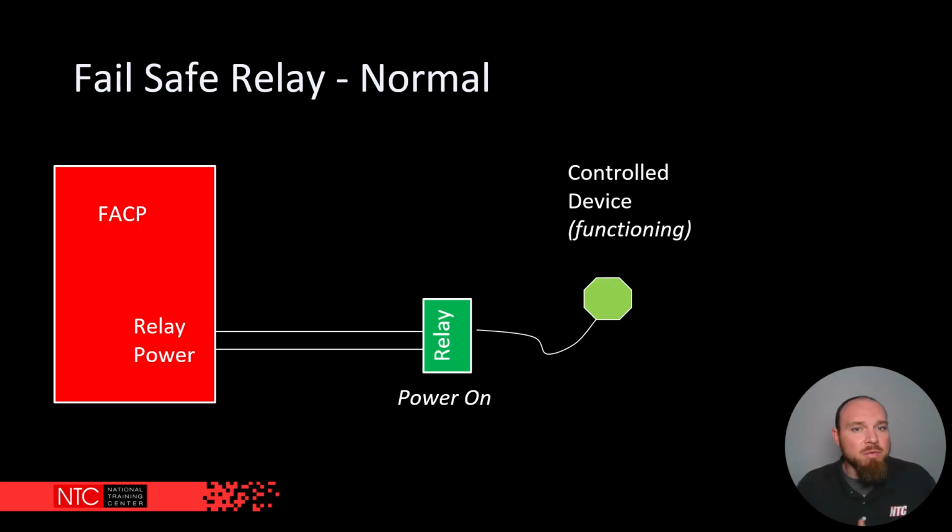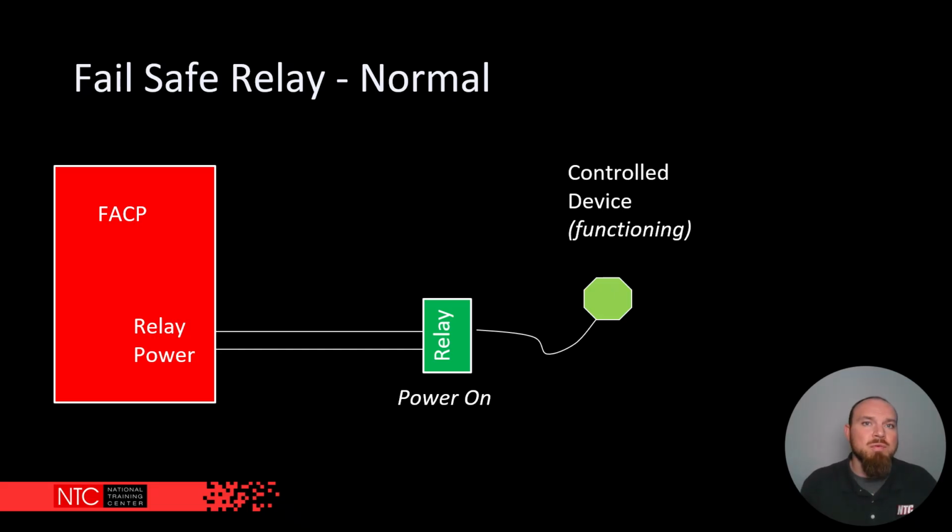So here we have a fail-safe relay. Beyond the relay is our Class D circuit. The panel is powering the relay. While the relay is powered on, the device is doing its function. It's working. So for example, we're talking about air handler shutdown. The relay controls the air handler.